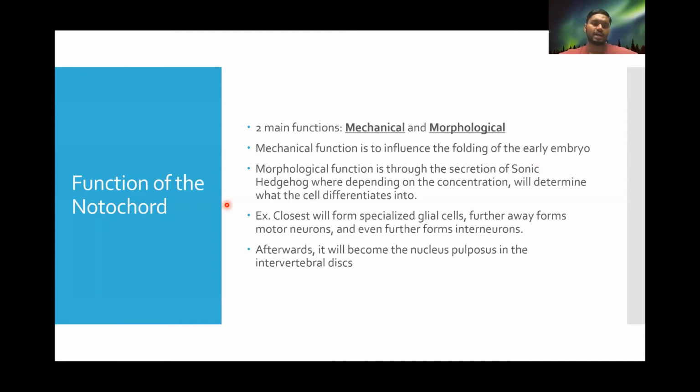So in this example I have here, the cells with the highest amounts of Sonic Hedgehog will become specialized glial cells. And then cells with less Sonic Hedgehog will become motor neurons. And then cells with very little Sonic Hedgehog will become interneurons. However, if you pay attention to the vocabulary that I'm using here, I'm not using the concentration of Sonic Hedgehog, I'm using distance from the notochord.